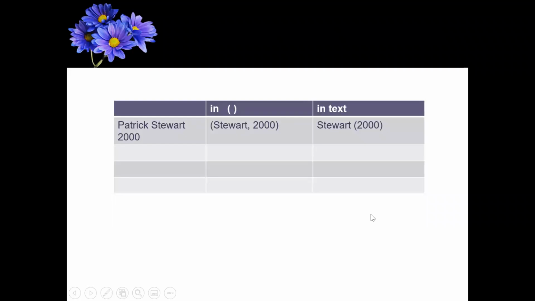Okay. Here's again what that looks like if you're citing Patrick Stewart from 2000. In parentheses would be the last name, comma, and 2000, all in parentheses. Also notice the space here. In text, it's just going to be Stewart. So the name, again, only the last name, and then the year in parentheses.